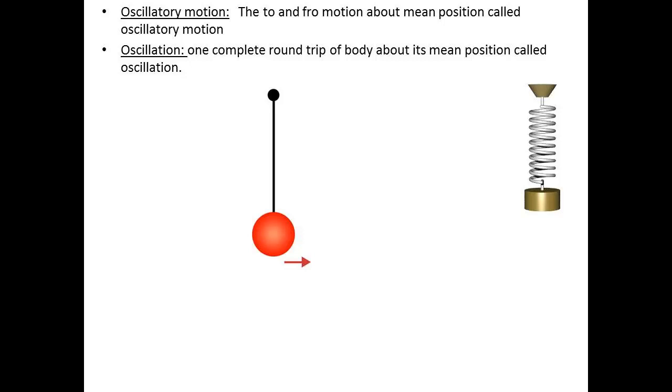Likewise, the red colored bob attached to the simple pendulum is continuously oscillating between the two extreme positions. Whenever the bob reaches back to the to position from the to position, it makes one oscillation. Likewise, when the bob reaches back to the fro position, it makes one oscillation.